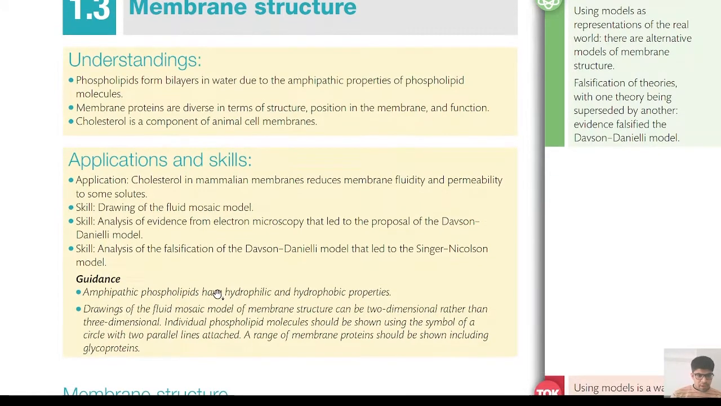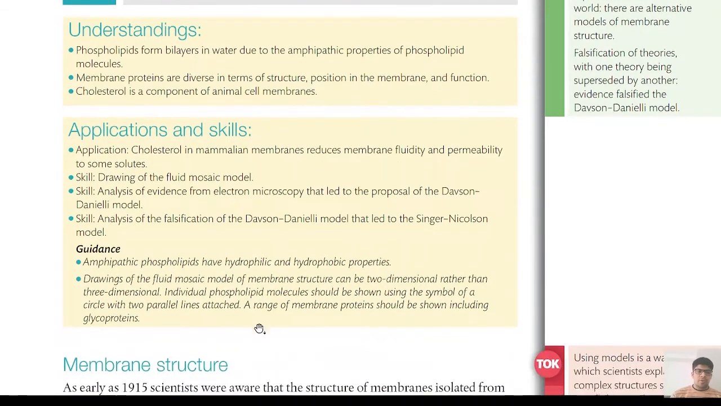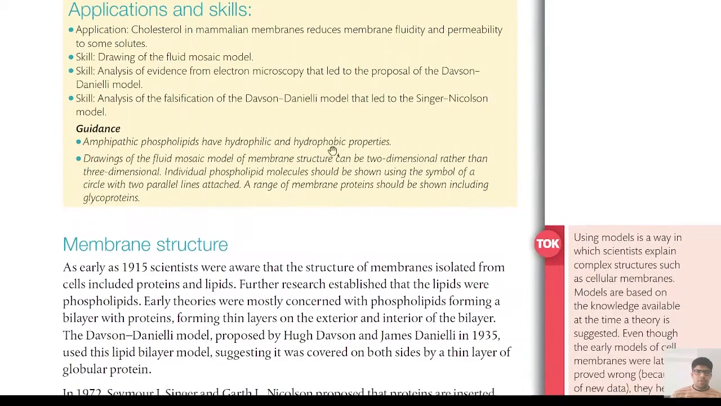Guidance. Amphiphilic phospholipids have hydrophilic and hydrophobic properties. Drawing of the fluid mosaic model of the membrane structure can be two-dimensional rather than three-dimensional. Individual phospholipid molecules should be shown using the symbol of a circle with two parallel lines attached to it. A range of membrane proteins should be shown, including glycoproteins.